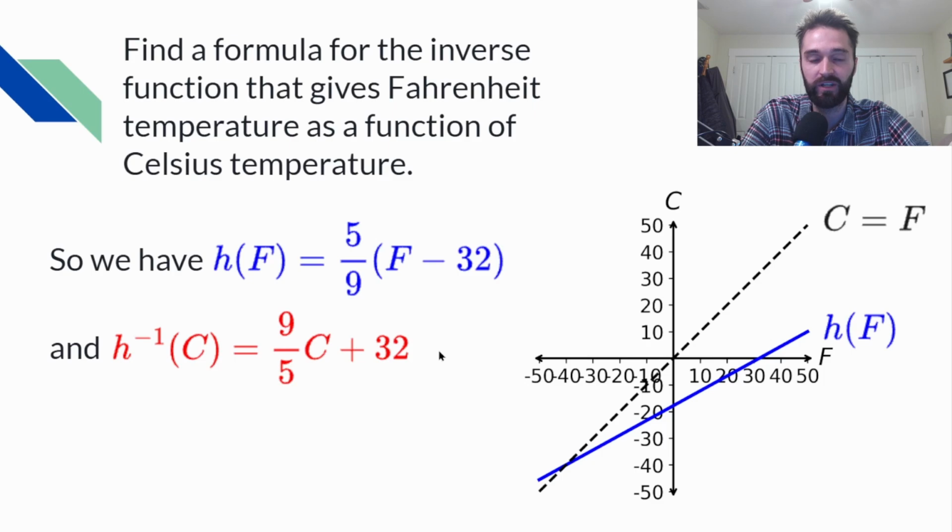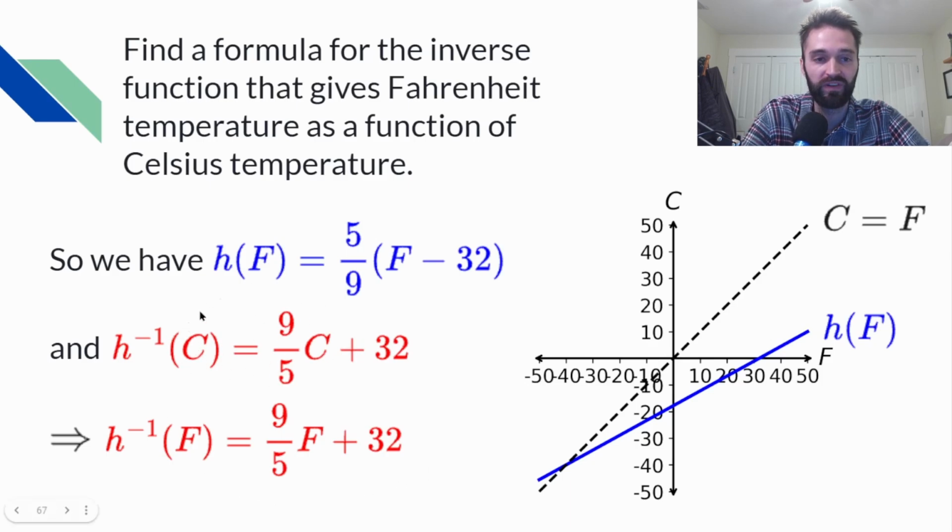But before I plot it, there's one thing I want to do. This is going to be a little bit controversial, maybe a little confusing, but it's okay. Let's walk through this together. I'm going to take this function and replace the C's with F's. Why am I doing that? It's because I need this function to be an expression in F. To plot this line, it needs to be a function of the independent variable F.